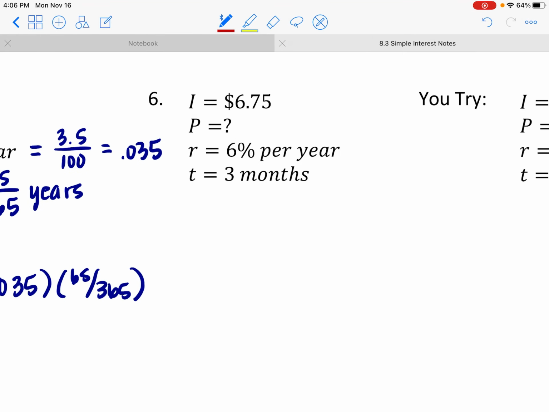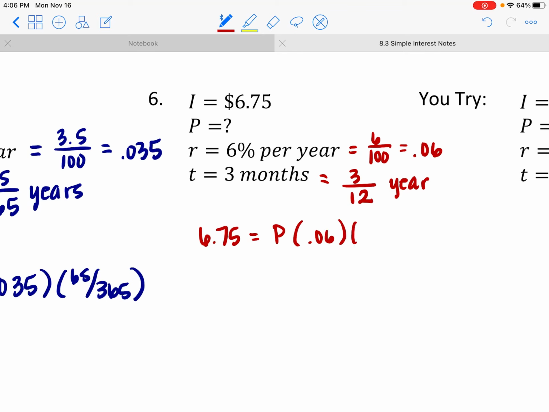Hopefully we're feeling okay with this. This is 6% per year. So 6% is 6 out of 100, so 0.06 is our decimal. And 3 months is 3 out of 12 months for the year, so that's 3/12ths of a year. Okay? So we have interest at 6.75 equals some principal times a rate of 0.06 times a time of 3/12ths.